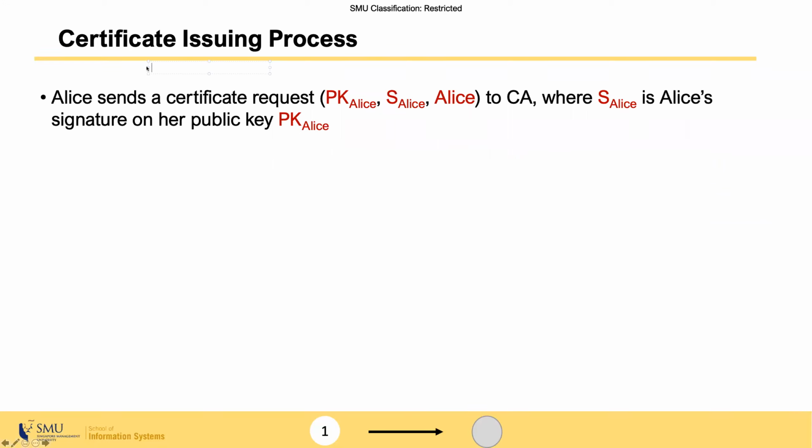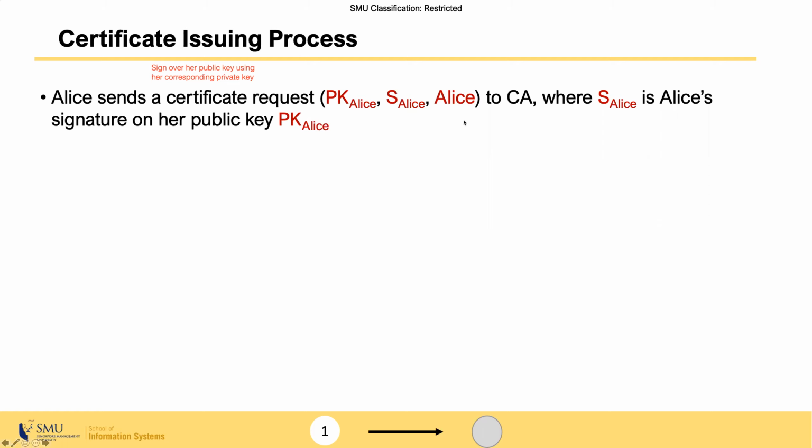The signature that I'm talking about is that she needs to sign over her public key using her corresponding private key. And if you think about it, this is in fact a way to prove that Alice does have the corresponding private key. So she has to sign over her public key. And I hope you still remember the digital signing process. This is the exact digital signing process that we discussed in our earlier lessons.